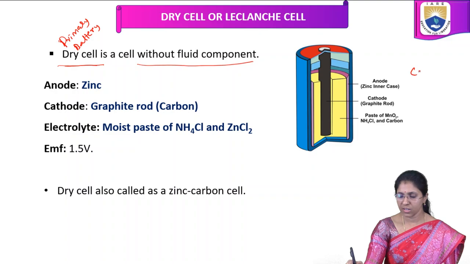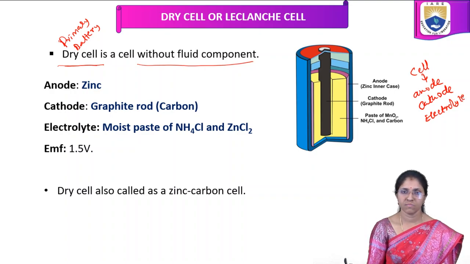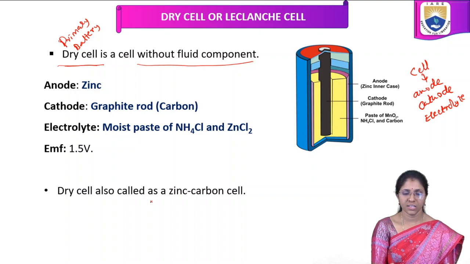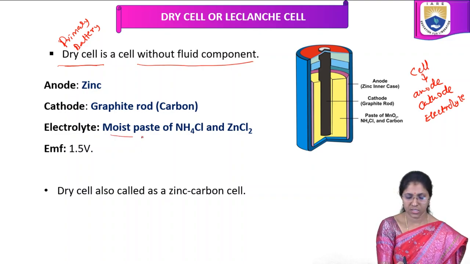A cell should have an anode, a cathode and an electrolyte. Dry cell means the cell without fluid component. Usually, the electrolyte is in a liquid state, but in the case of a dry cell, the electrolyte is not liquid. It is in the form of a paste.